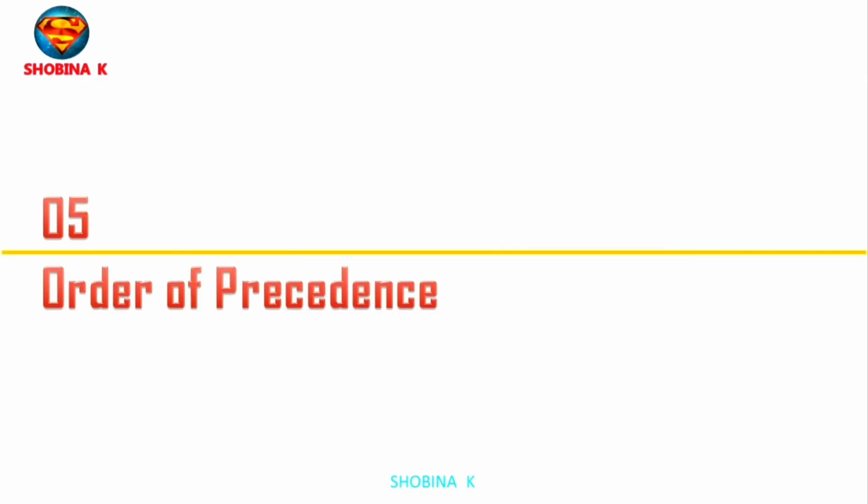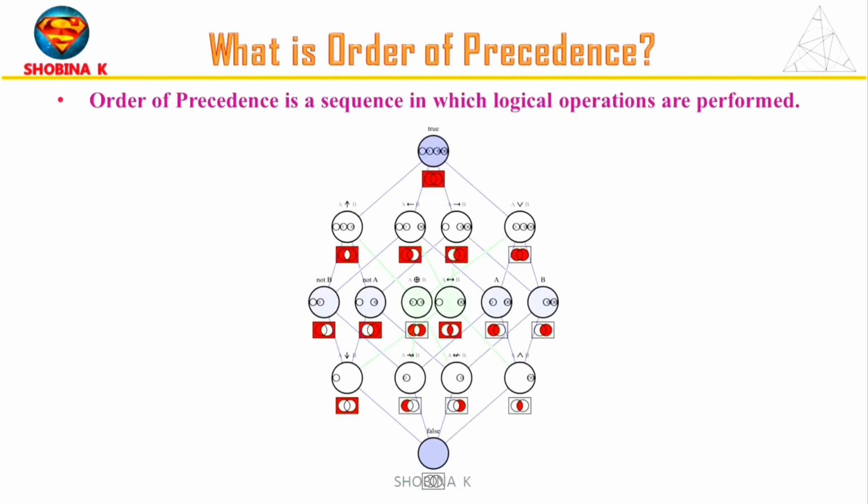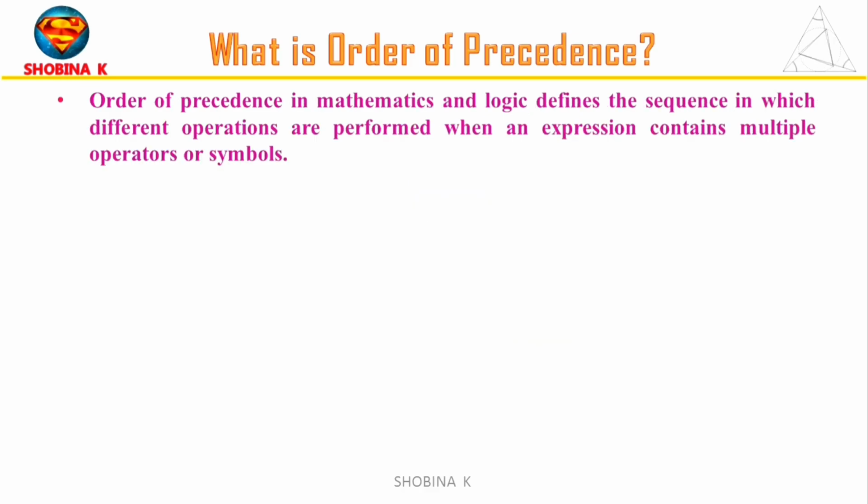And next we have order of precedence. To evaluate complex logical expressions, you must know the order of precedence of logical operators. And what is order of precedence? Order of precedence is a sequence in which the logical operations are performed. It's a fundamental concept in logic, ensuring consistent evaluation and avoiding ambiguity.